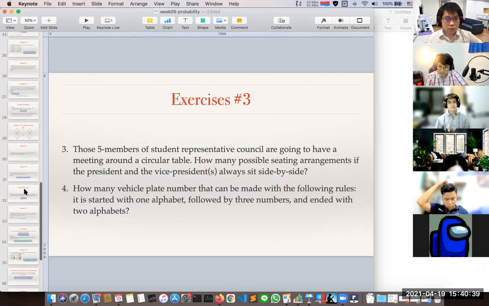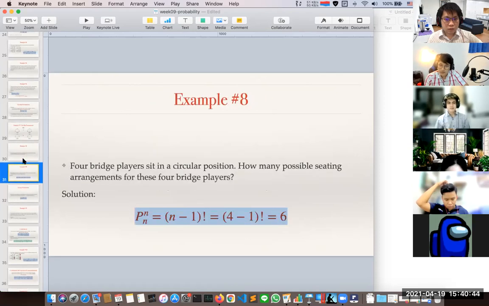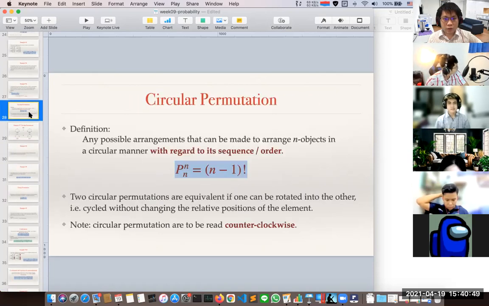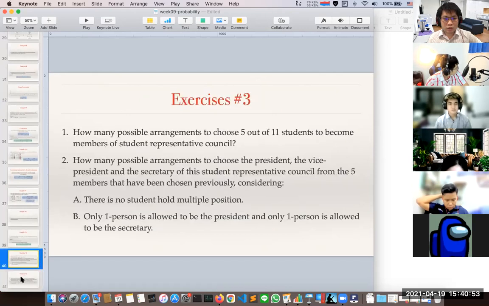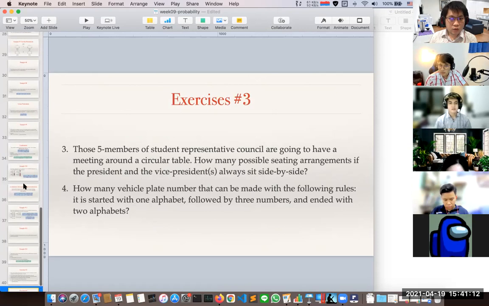Should be, yes, sir, using the circular permutation, n minus 1 permutation. It should be like 4 factorial, if it's only this one, but we have other conditions here.